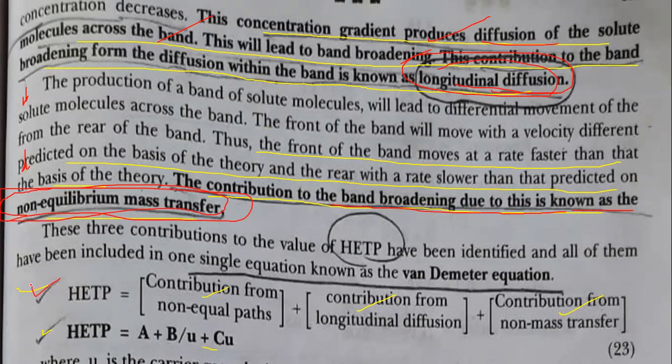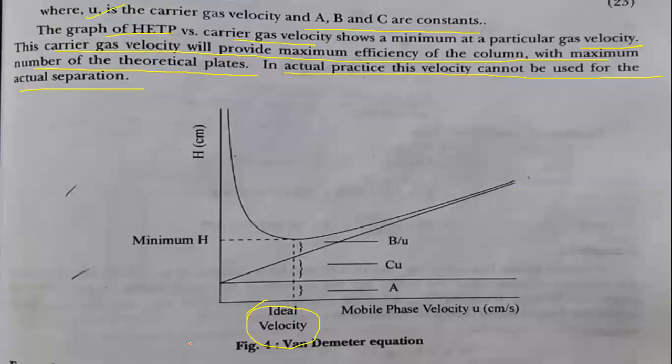मग एचटीपी जे आहे हाइट इक्विव्हॅलंट टू थिओरेटिकल प्लेट, याला तीन गोष्टी कॉन्ट्रीब्युट करतात. एक, contribution from the non-equal path, then contribution from the longitudinal diffusion, and contribution from the non-equilibrium mass transfer. Okay, and this is given by the formula HETP is equal to A plus B upon U plus C U. Okay, so here A, B, C are the constants, and U is the velocity of a mobile phase. Okay, carrier gas. U is the velocity of carrier gas, and A, B, C are the constants.